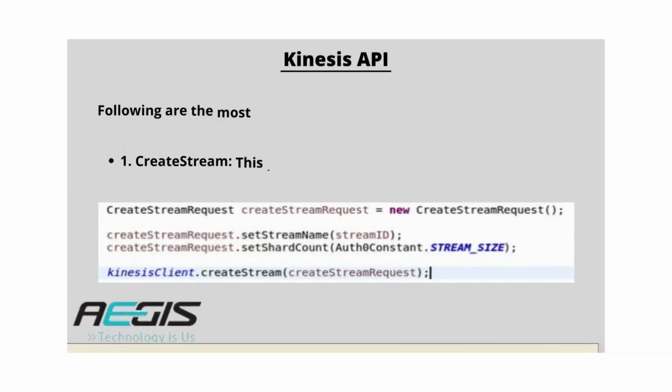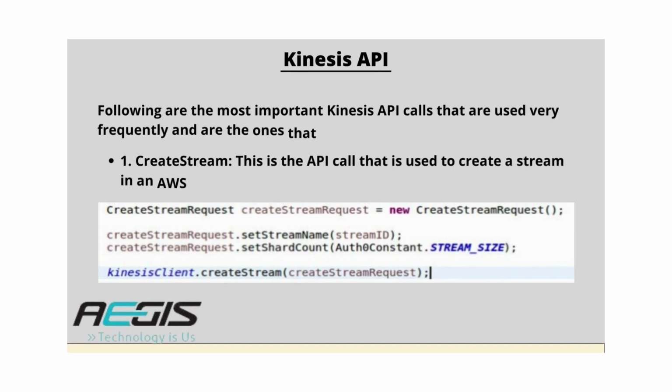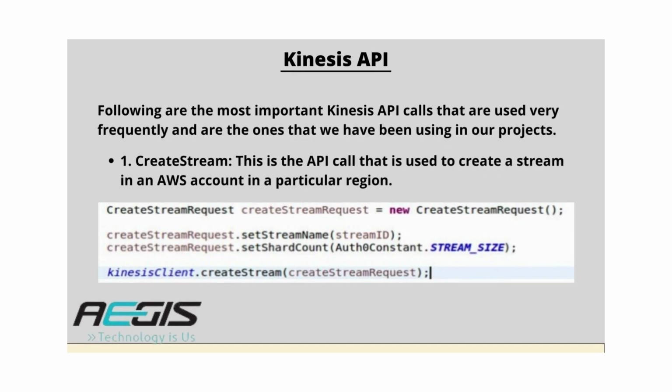Now next, understand Kinesis API. The following are the most important Kinesis API calls that are used very frequently and are the ones that we have been using in our projects. In this, first one is create stream. This is the API call that is used to create a stream in an AWS account in a particular region. You can see the image we mentioned here.